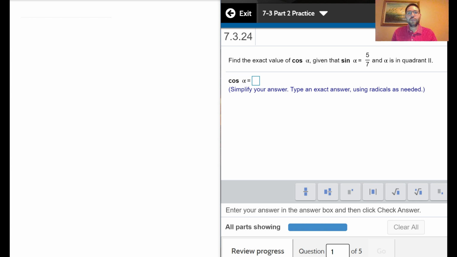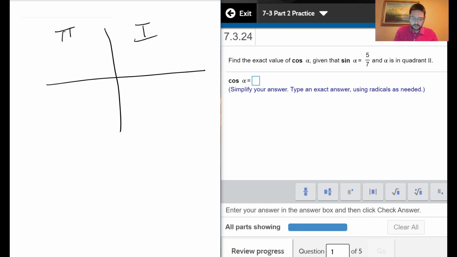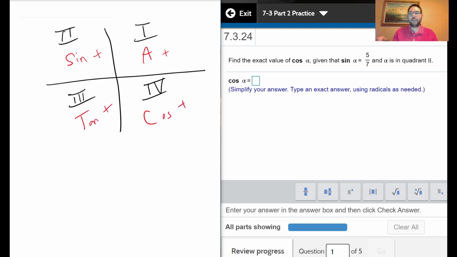So the trick that I told you to remember in the notes was all students take calculus, right? So we have quadrant 1, 2, 3, and 4. And remember we said it was all students take calculus. So all means all trig functions are positive here. Only sine is positive here. Only tangent is positive here, and only cosine is positive here. The rest are going to be negative.